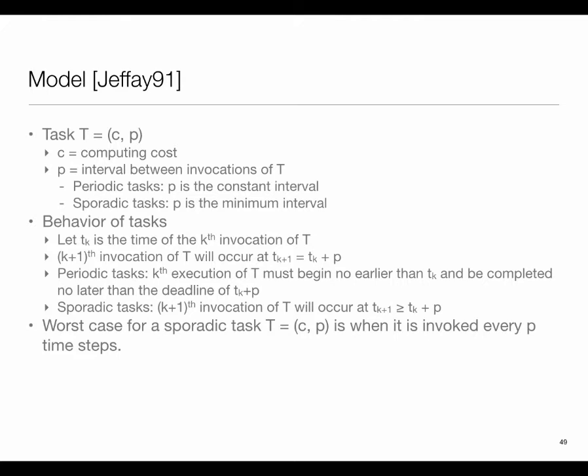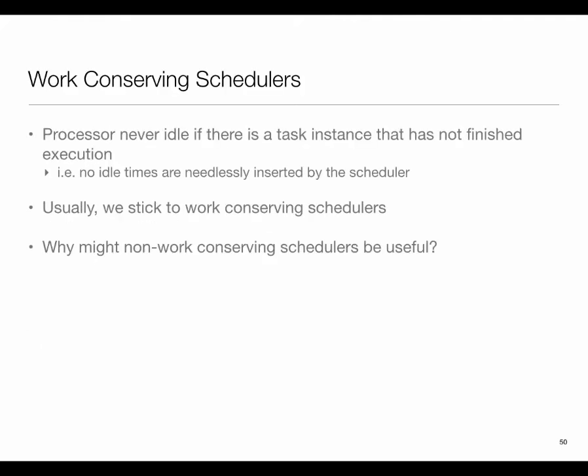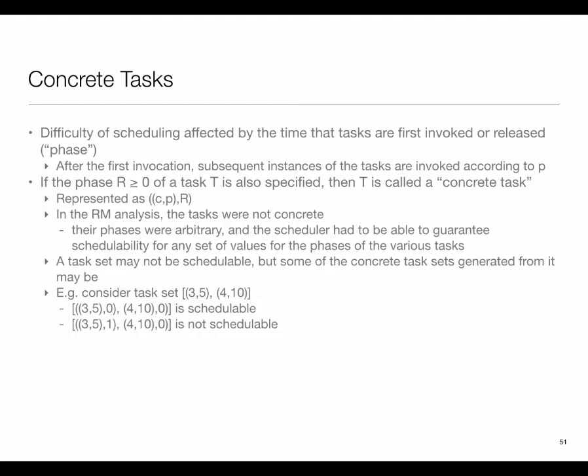Okay, so I have a set of tasks which have a computation time and a period associated with them. If it's a non-periodic task set, then the period represents the smallest possible gap between tasks. And just like we had the notion of concrete and non-concrete task sets, if we know when the first job of a task was released, then we say we know the phase, and in that case it's a concrete task set. In other cases we don't.